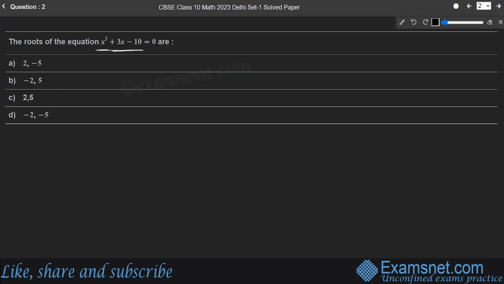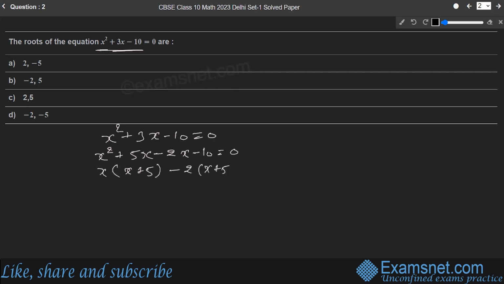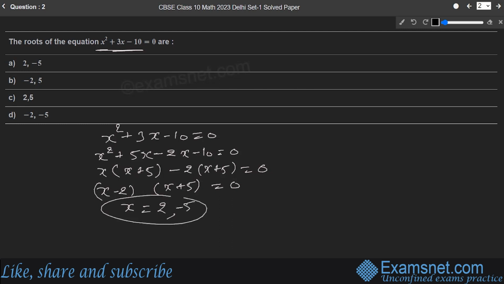The roots of the equation x square plus 3x minus 10 equal to 0 is, so let us solve the equation. The equation is written as x square plus 3x minus 10 equal to 0. We can break this as x square plus 5x minus 2x minus 10, because 5 times 2 is 10, and then x can be taken common, so it gives us x plus 5, and minus 2 can be taken common, it again gives us x plus 5 equal to 0. Then x minus 2 equal to 0 and x plus 5 equal to 0 can be separated. So the two roots of the equation come out as x equal to 2 and x equal to minus 5. These are the two roots, which is available in option A, 2 and minus 5.